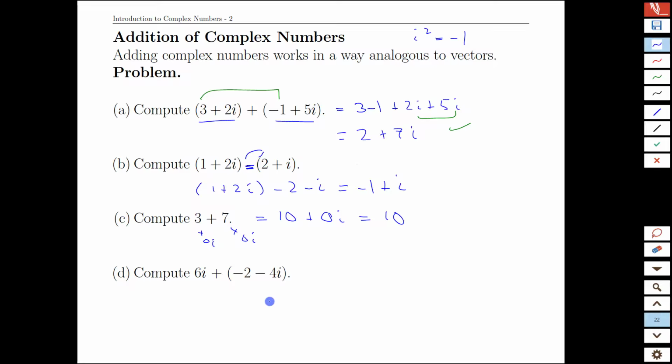Last but not least, what if we have an expression like this? Just remember that 0 idea can go the other direction.